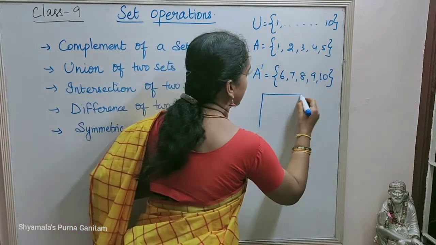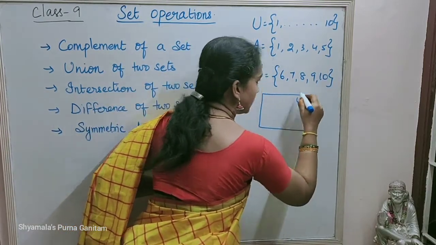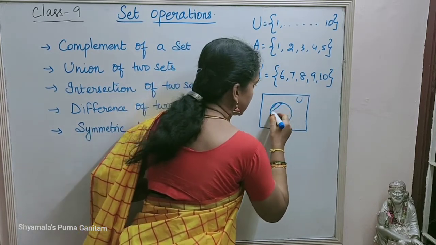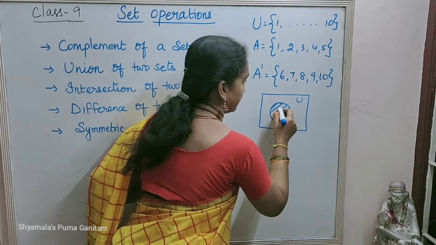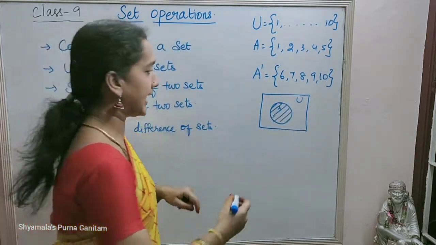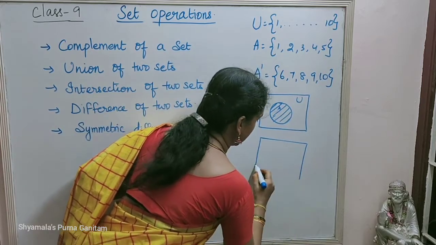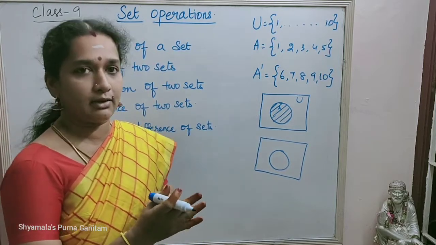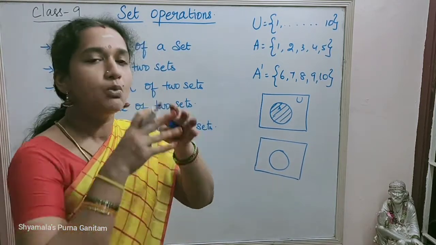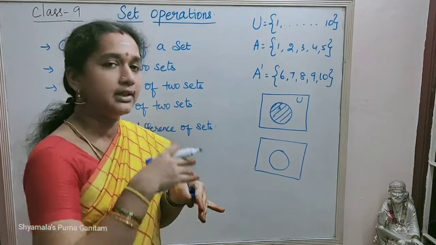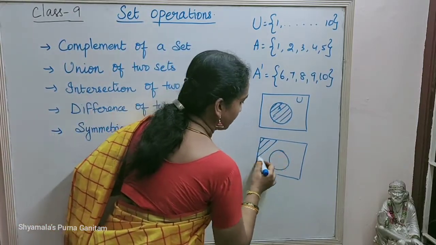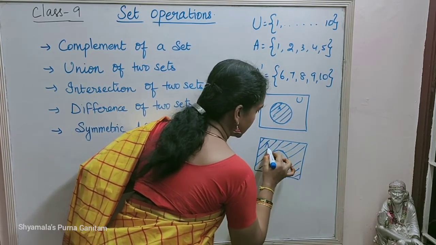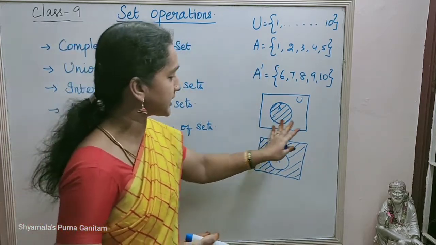How will you represent this by a Venn diagram? Take this as the universal set and this as set A. We represent set A by shading it. A dash is, as I told you, whatever is common between A and the universal set we remove, and the balance elements in the universal set are called A dash. So this is A, and this one is A dash. A dash is represented by this.